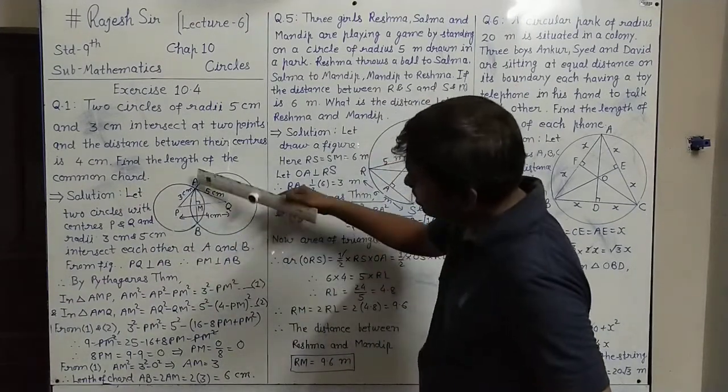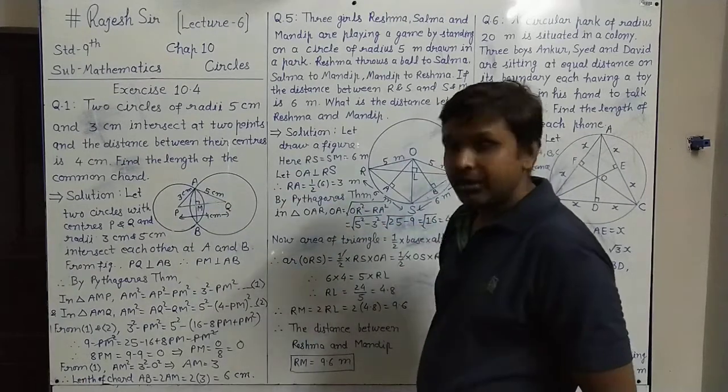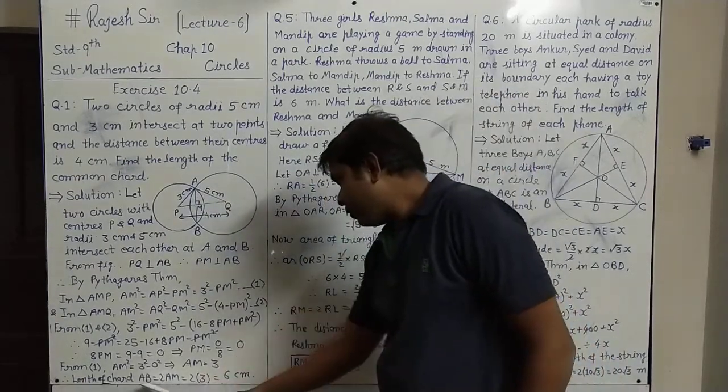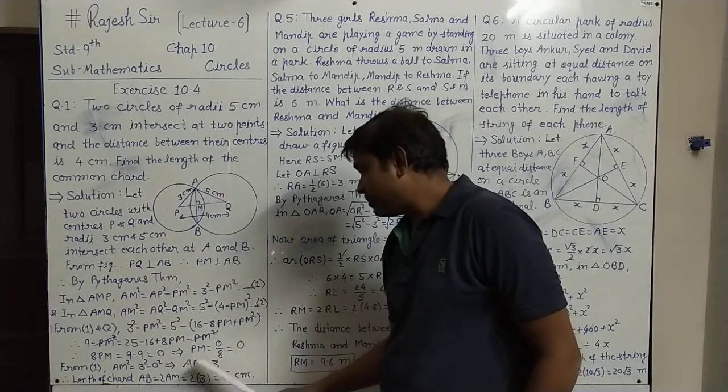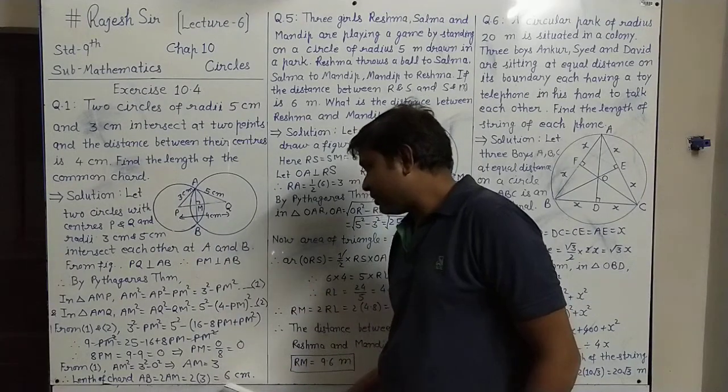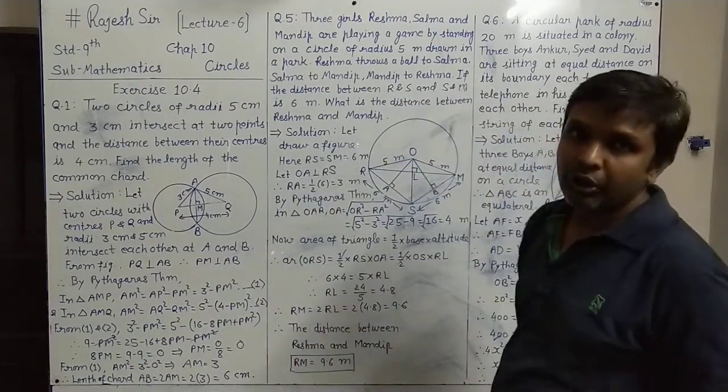To get the whole AB, it is twice of AM. You know, so the length of chord AB equals twice of AM, 2 times AM. And AM is 3, so 2 times 3 is 6 centimeter, which is the length of the common chord.